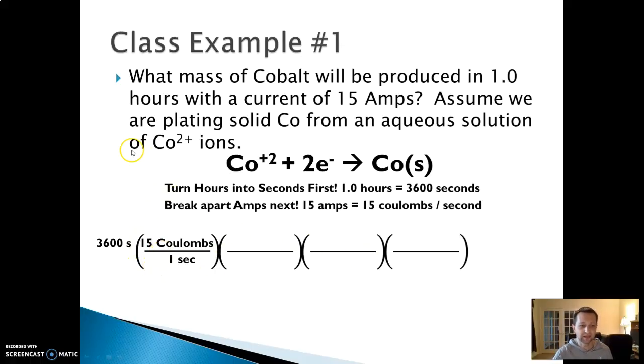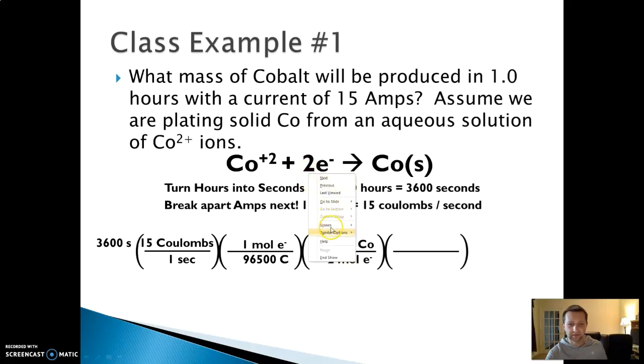Okay, so what's next? I need to cancel out coulombs. That goes on the bottom. And if you look at the roadmap, the next thing I need to go to is moles of electrons. So just use Faraday's constant there for that. And that is 1 mole of electrons on top is 96,500 coulombs on the bottom. So now you can see coulombs canceling out. Next thing you need to do is go from moles of electrons into moles of actual cobalt. So that's an easy step after we wrote out our redox equation. So cancel out moles of electrons and go to moles of cobalt. You can see that 2 moles of electrons right here.